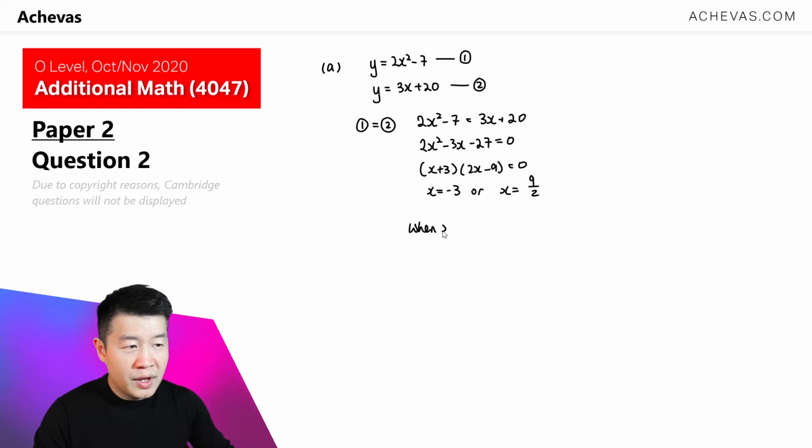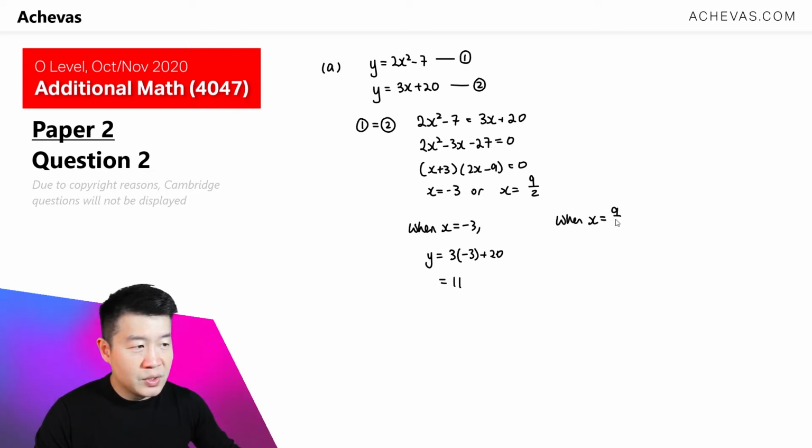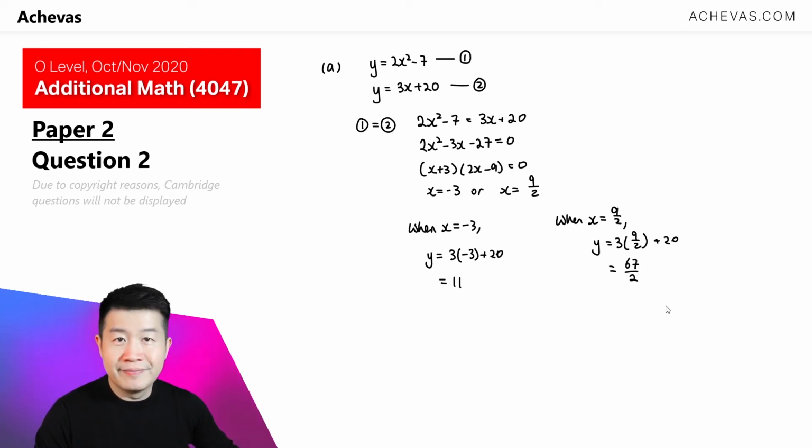And when x is equal to minus 3, we will be able to solve for the corresponding value for y. I can either use equation number 1 or 2. I think I'm going to use equation number 2. So this is 3 multiplied by minus 3 plus 20. So y is equal to 11. And when x is equal to 9 over 2, y will be equal to 3 times 9 over 2 plus 20. And this is equal to 67 over 2.